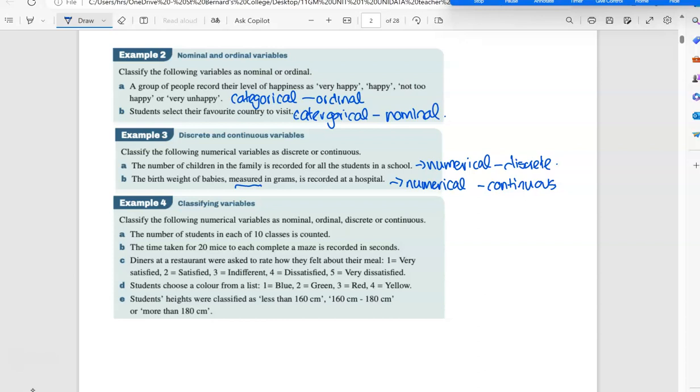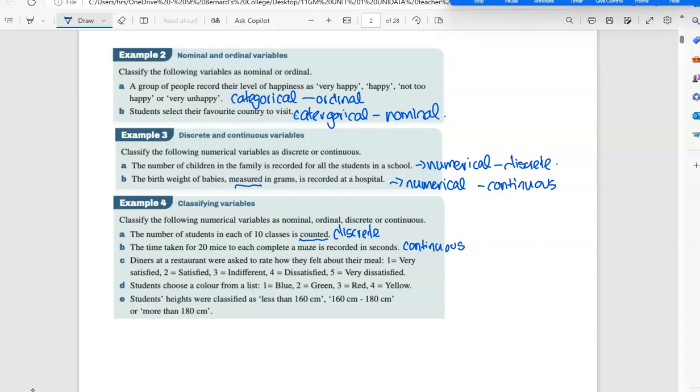So let's go. The number of students in each of the 10 classes is counted. So counted, what do we think that is? Discrete. Good. So it would be numerical, discrete. The time taken for 20 mice to each complete the maze was recorded in seconds. Yep, continuous, because you could have half a second probably, so they were measuring.